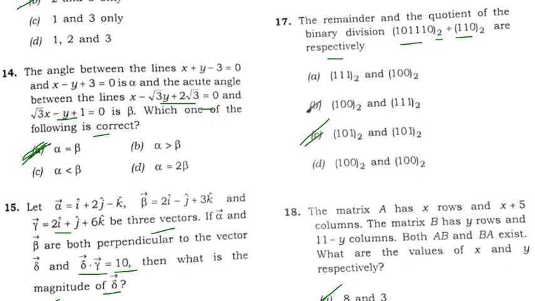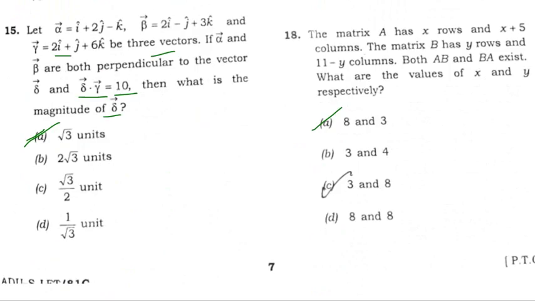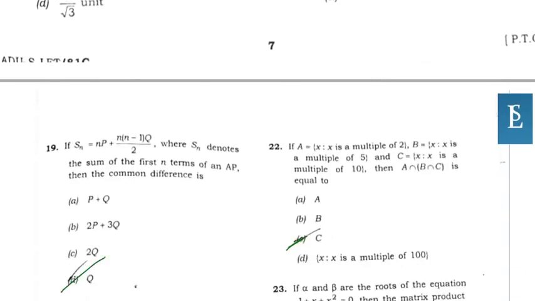Next question is the 18th one. The matrix A has x rows and x plus 5 columns. The matrix B has y rows and 11 minus y columns. Both AB and BA exist. What are the values of x and y respectively? So the values of x and y respectively will be 8 and 3. Solve this question, you will get the answer.